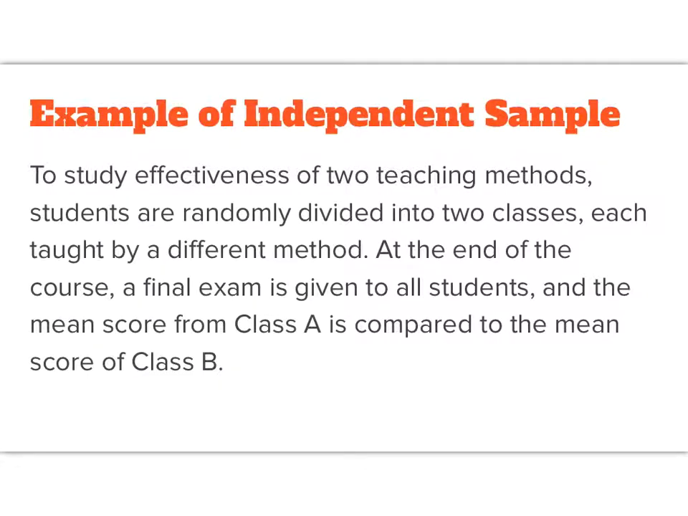So here is effectively the problem that you're going to come back and solve at the end of this video. To study the effectiveness of two teaching methods, students are randomly divided into two classes, each taught by a different method. At the end of the course, a final exam is given to all students, and the mean score from Class A is compared to the mean score of Class B. And we can use that to make reasoned conclusions about the effectiveness of the one method versus the other. But we'll come back to that later.